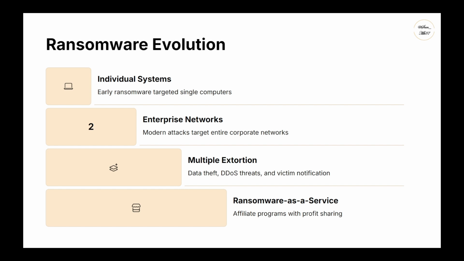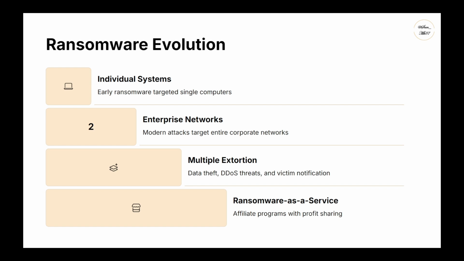So ransomware has come a long way from its early days. It started by targeting individual systems, often through phishing emails or malicious downloads. Victims would find their files encrypted and receive a demand for payment. But over time, ransomware became more organized and impactful. Today, attacks increasingly focus on enterprise networks, aiming to take down entire organizations.